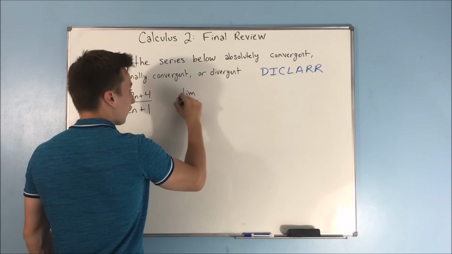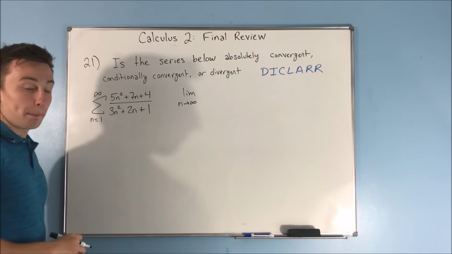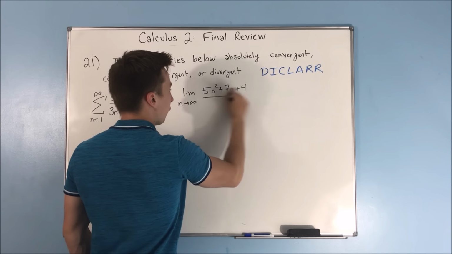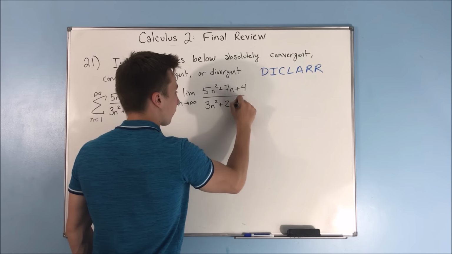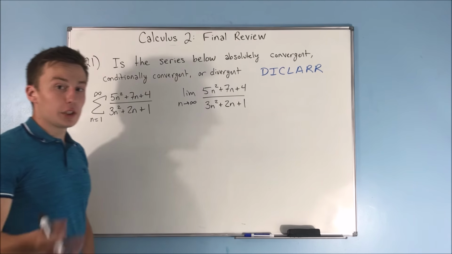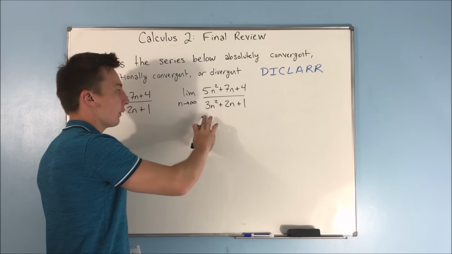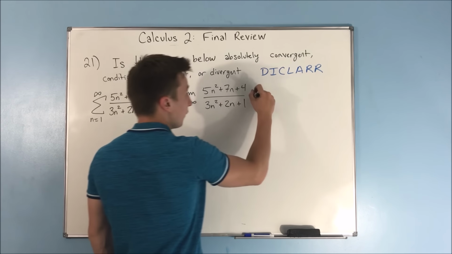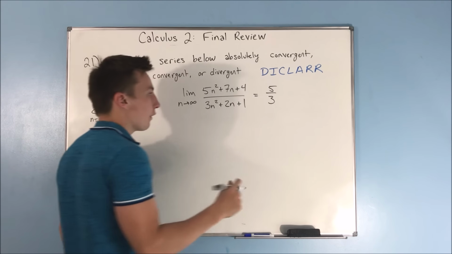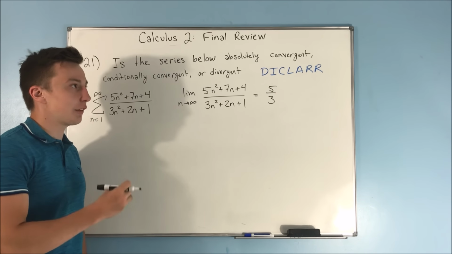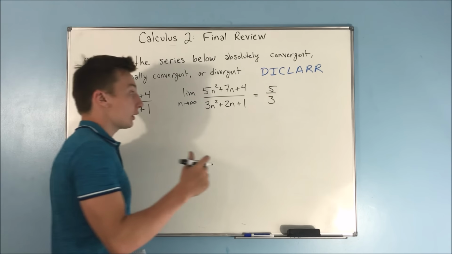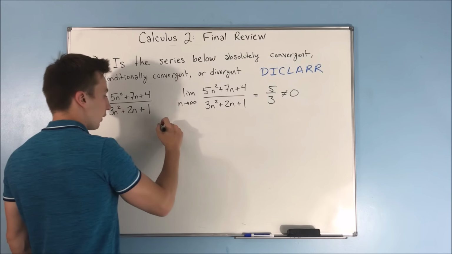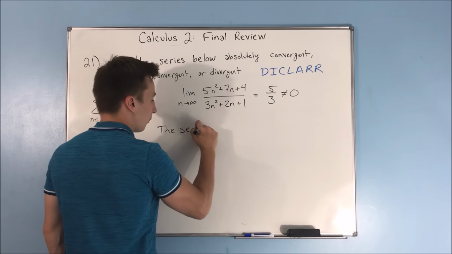We take the limit as n approaches infinity of our a sub n, which is 5n squared plus 7n plus 4 over 3n squared plus 2n plus 1. And of course, just as we did the limit for the last example, by looking at the n squared coefficients, which is just 5 over 3, that will be the value of our limit. And what the test for divergence tells us is that if the limit is not equal to 0, which it's not here, then the series is divergent by the test for divergence.